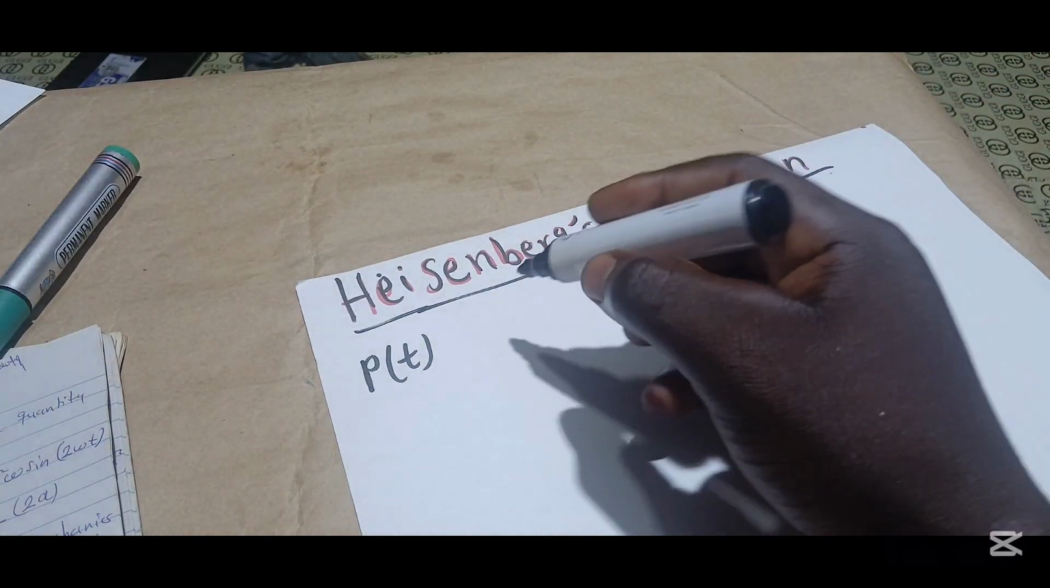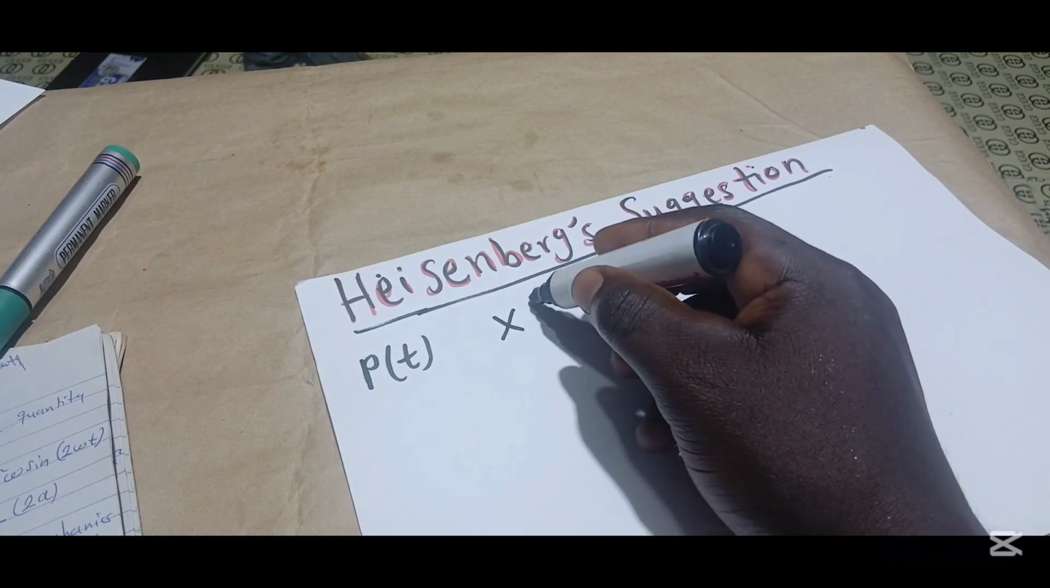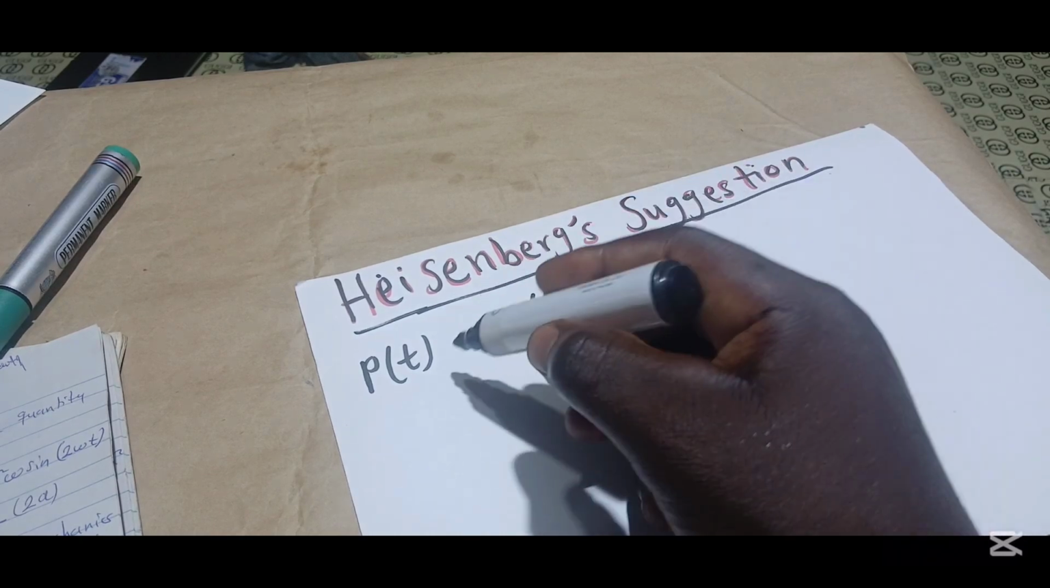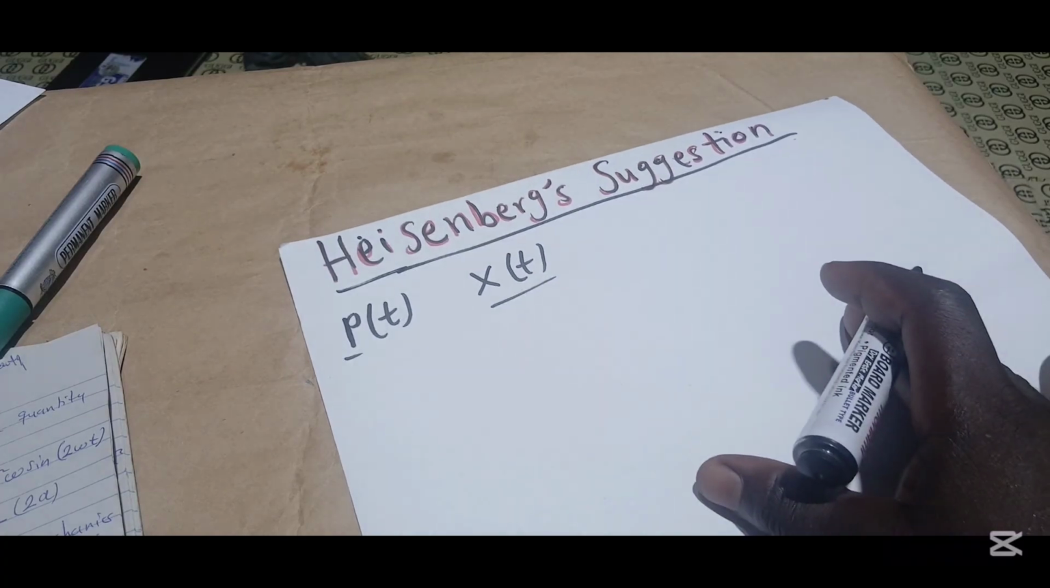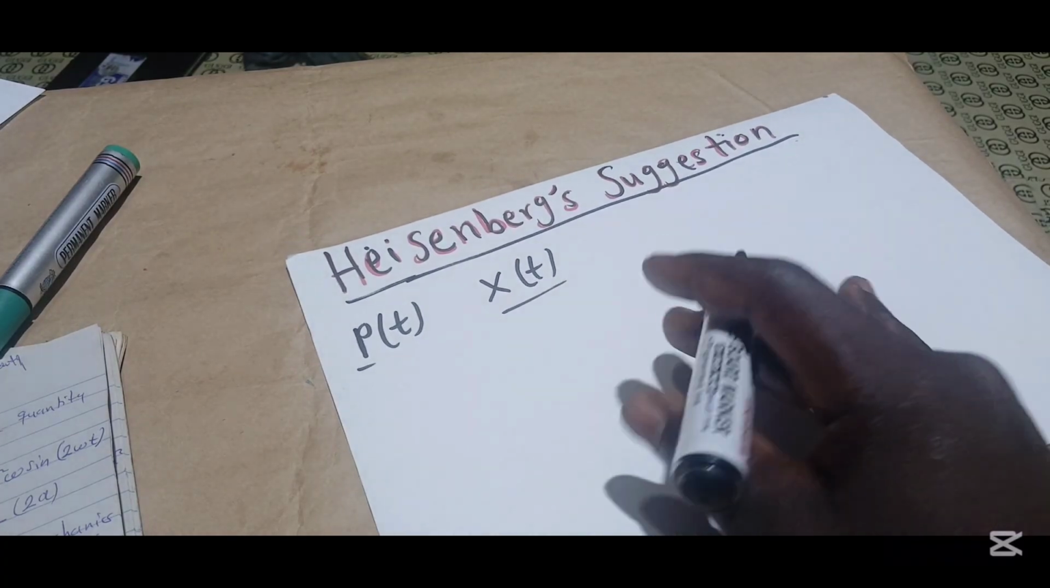And if we are talking about position, let's say x of t, how it changes with time. This is what I meant by in classical physics we deal with position, linear momentum, and other observables regarding them as functions of time.